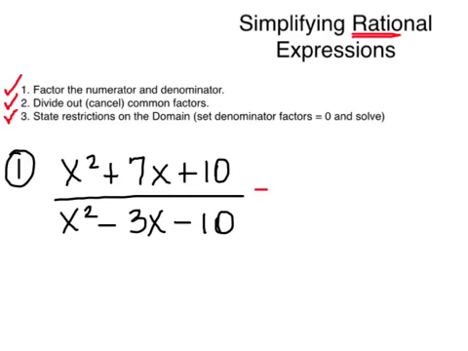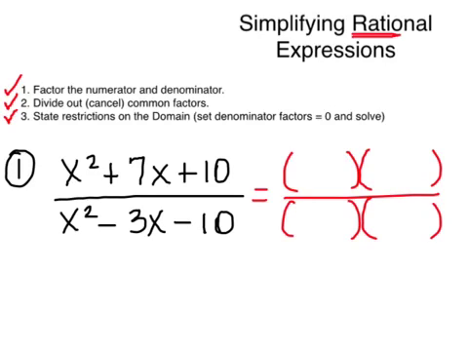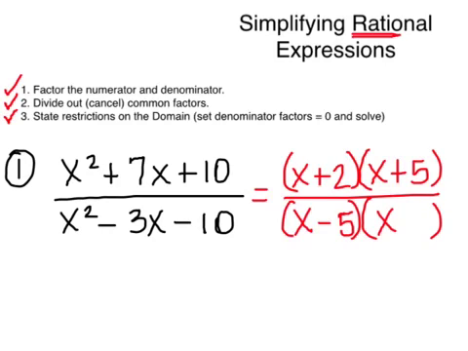So let's start out by factoring the top and the bottom. We're going to use the trial and error type factoring, or the unfoiling, where you try to get this to equal. So I have factored the top and the bottom. I don't see any more factoring that could be done.